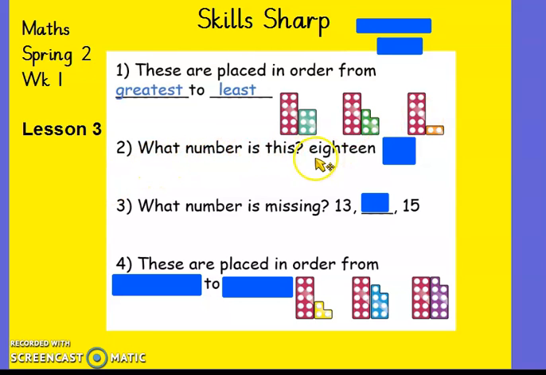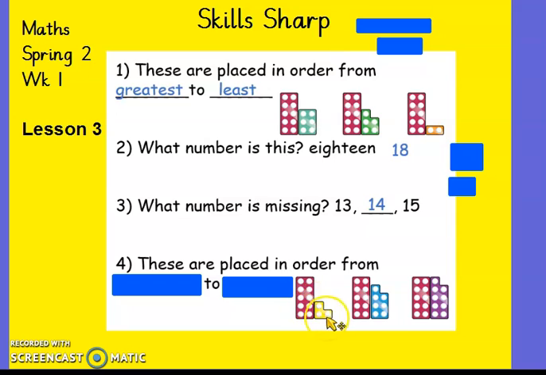What number is this? Can you read this number and tell me what it would be in digits? 18, so that's a 10 and an 8, 1 and 8 when we write it. What number is missing? 13 and 15. What number goes in the middle? That's right, it's 14.